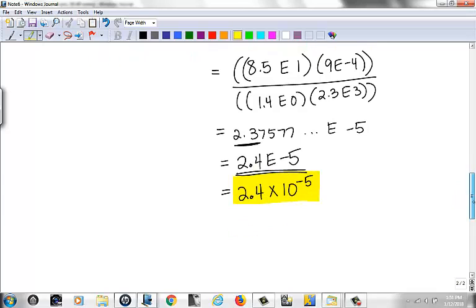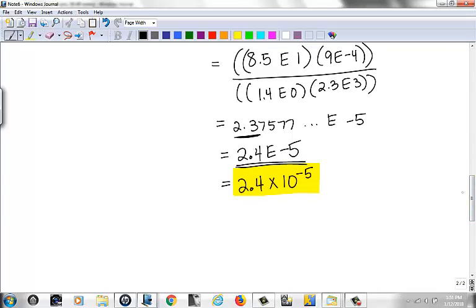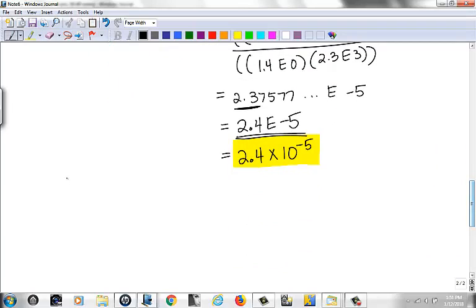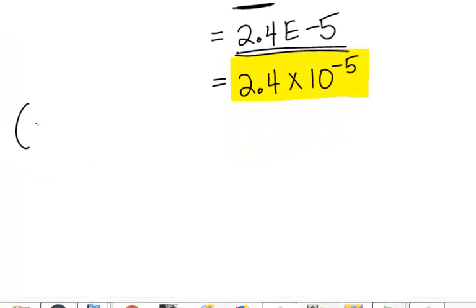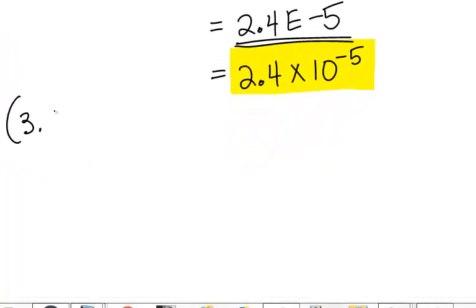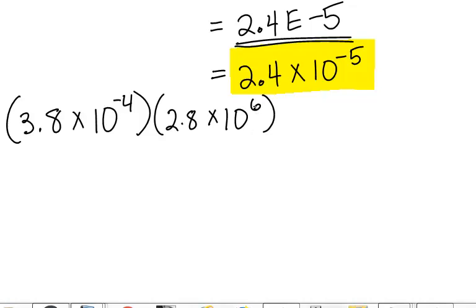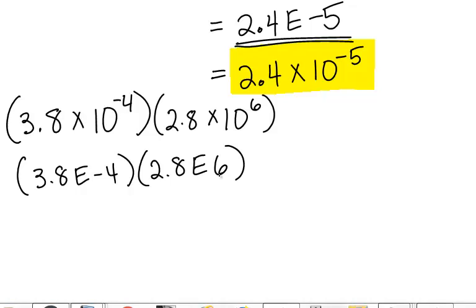Okay? Let's do one more example and then I'll let you go. This is number 8. Let's say you had 3.8 times 10 to the negative 4 times 2.8 times 10 to the 6th. Okay, so let's put it in on the calculator. It's going to go 3.8 e to the negative 4 times 2.8 e to the 6th.